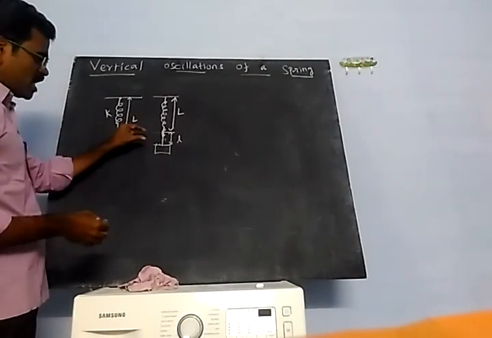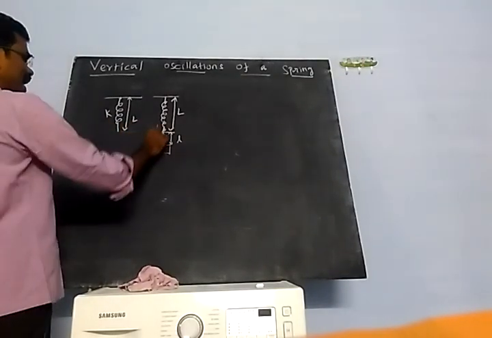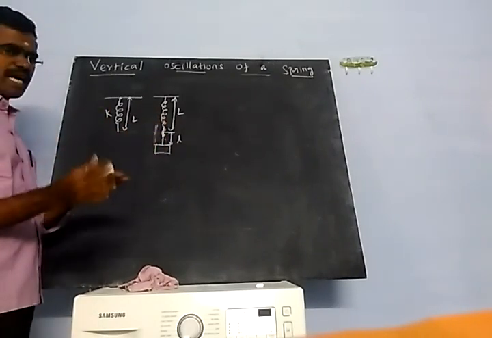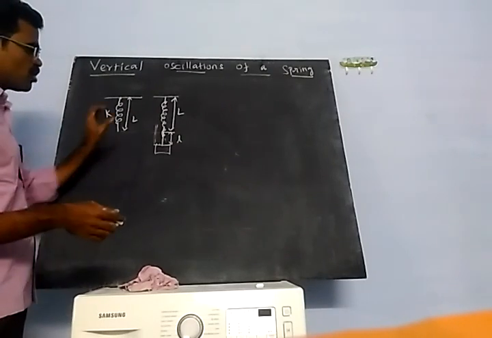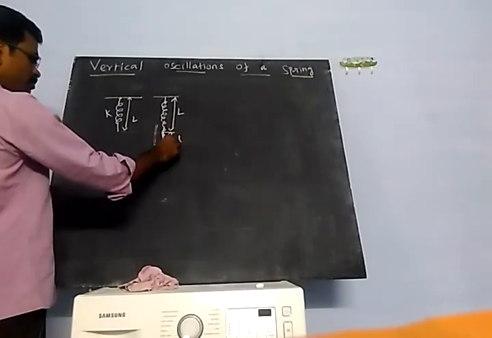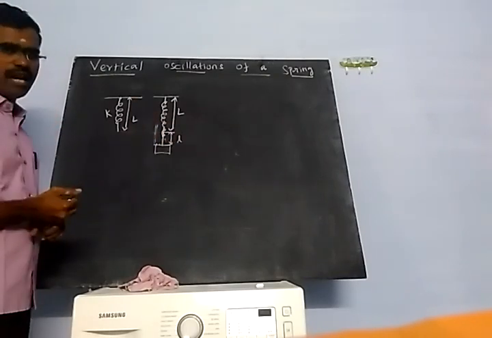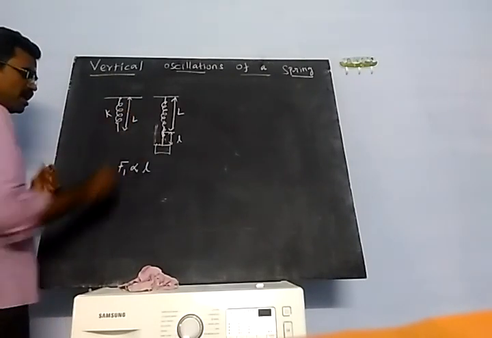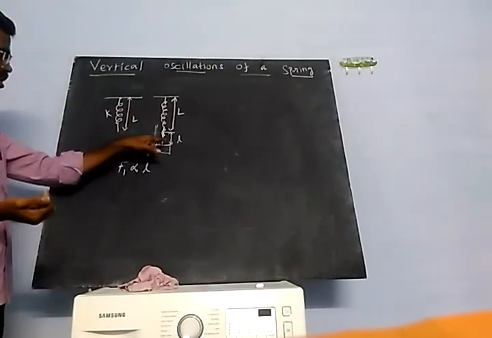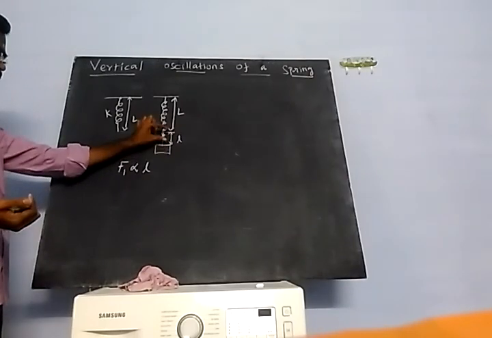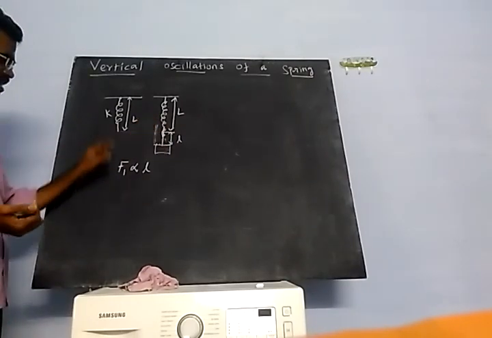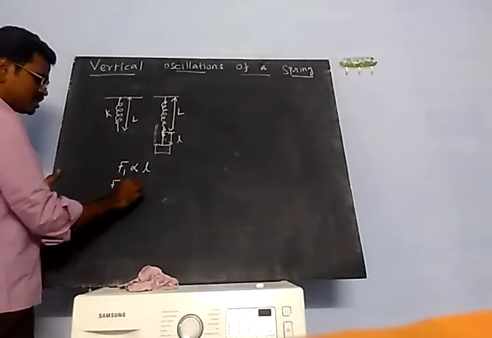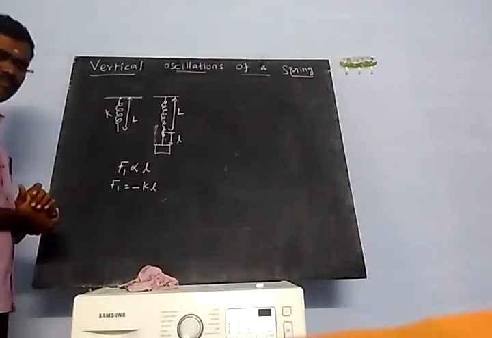When you attach one mass, it will be moving back and forth, up and down. After some time, it comes to an equilibrium position. That equilibrium displacement is small l. This displacement is directly proportional to the restoring force, so F1 is equal to minus Kl.